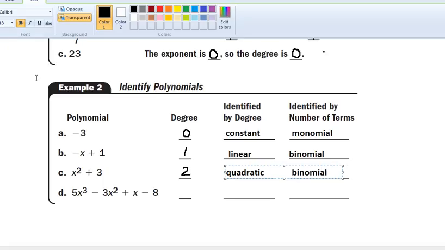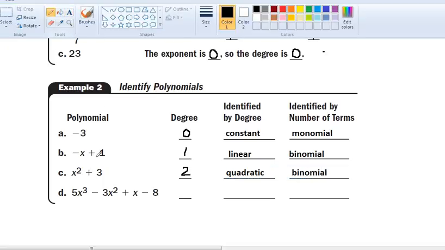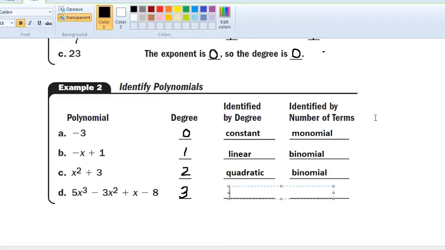And then finally, kind of a long-looking one here. Okay, look at this biggest term as it's arranged from greatest exponent to least, and that's got a 3. So this is the third degree, to degree 3. If you were to graph this one, it's going to be what's called a cubic. So we're going to write cubic here. And this one has a little bit more than 2 terms, so we're going to call this a polynomial.